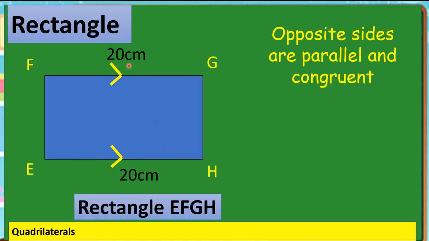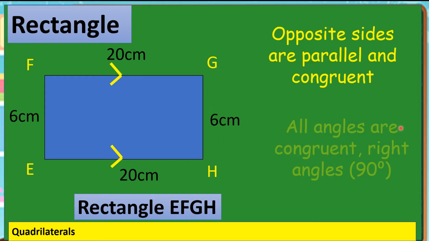So, if they are parallel and a given is a rectangle, therefore, opposite sides are congruent. So, 20 centimeters, therefore, EH is also 20 centimeters. The same with FG or FE, which is 6 cm, therefore GH is also 6 cm. And all angles are congruent or right angles. So kapag sinabi nating right angles, ang measure nito ay 90 degrees.